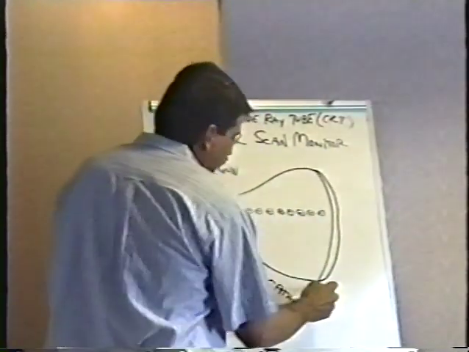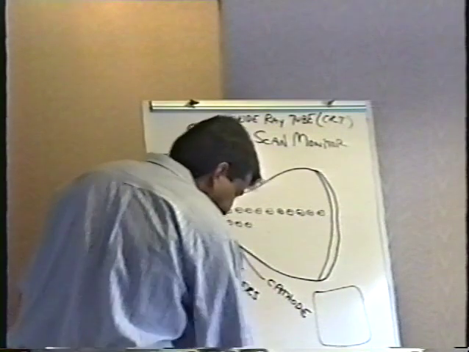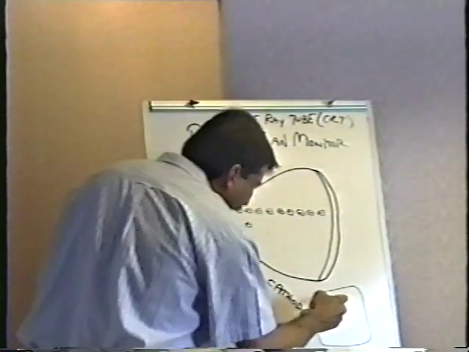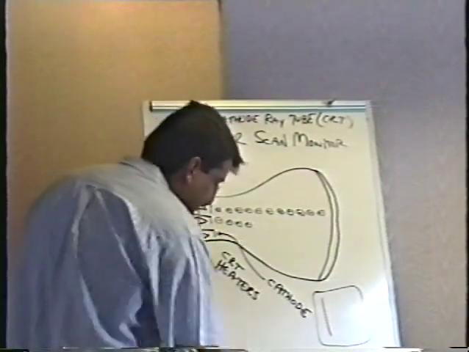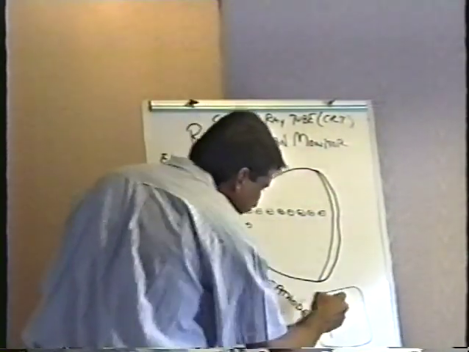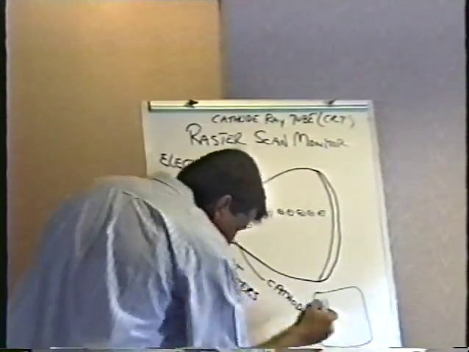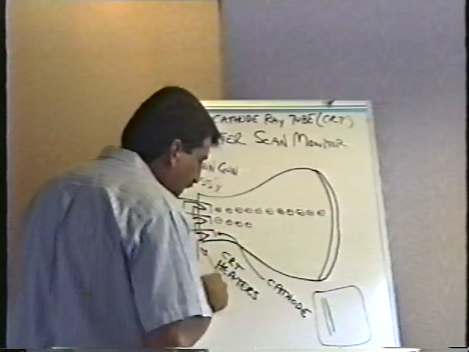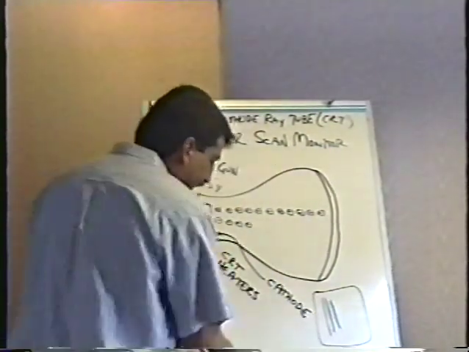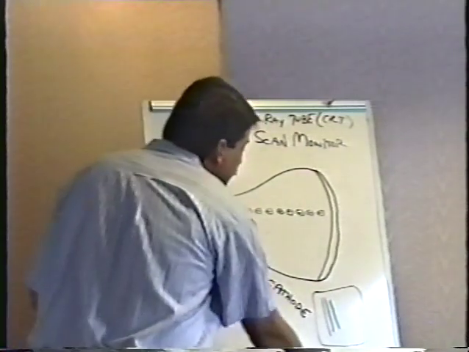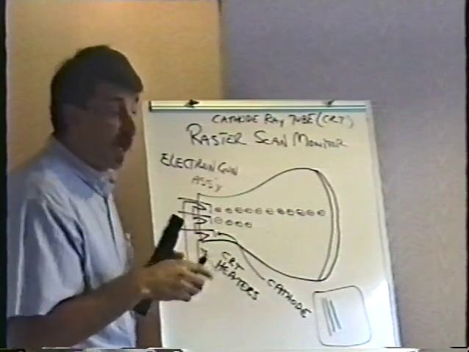These phosphor coatings are laid down in stripes across the entire screen. There's a stripe of red phosphor, and then right next to that, there's a stripe of green phosphor. Of course, they're much more close together than this. Green phosphor, and then right next to this, there's a stripe of blue phosphor. And each one of these guns is aligned so that its electrons will only strike one color phosphor.